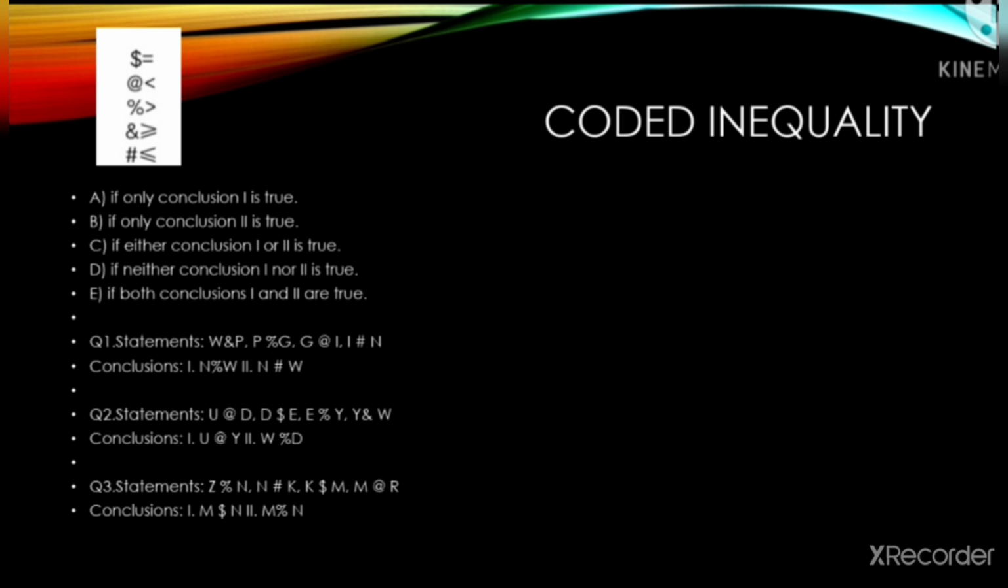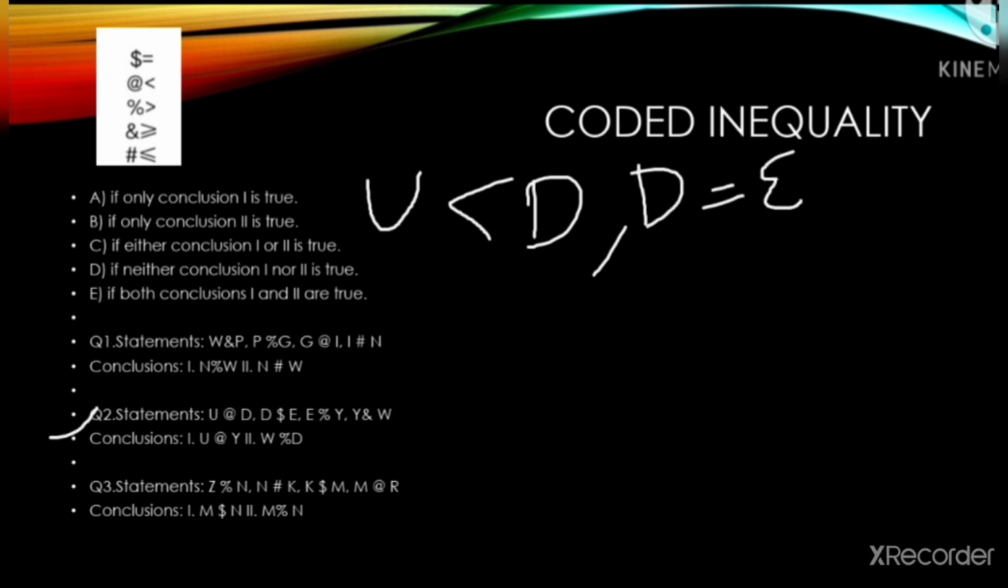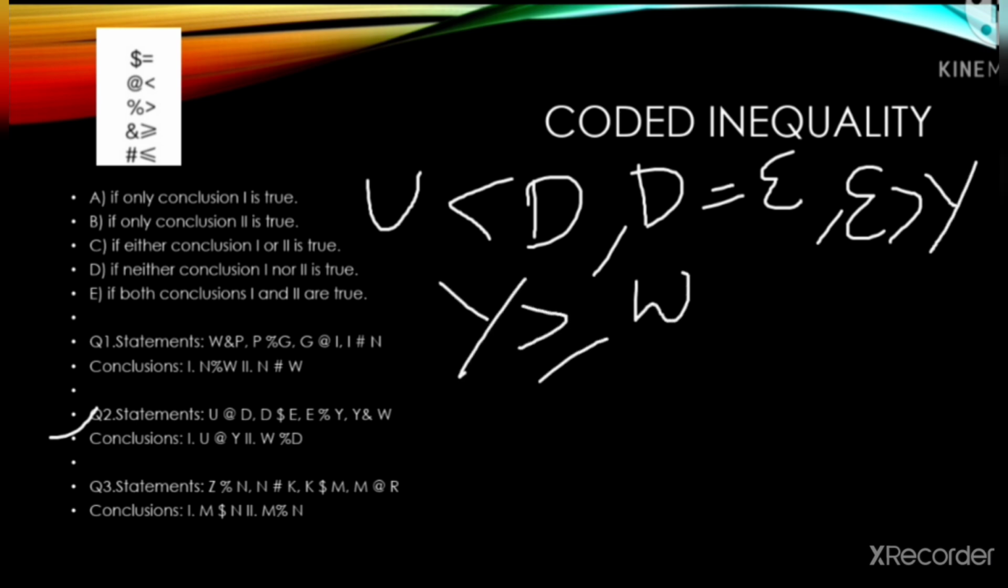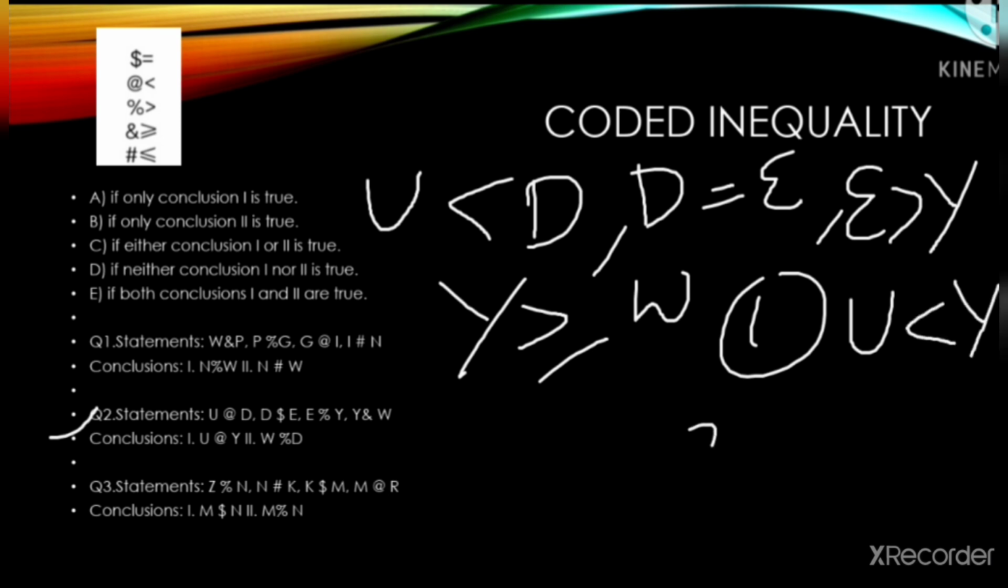Fine. So let's see the second one. We need to solve this particular question also in the same way. Fine. So U at the rate D, at the rate means what, smaller than. So U is smaller than D. Next is D is equal to E because dollar means is equal to. Fine. Next is E at the rate Y, and next is Y greater than or equal to W. Fine. So the first option is U at the rate Y means U is smaller than Y. Second is W is greater than D.